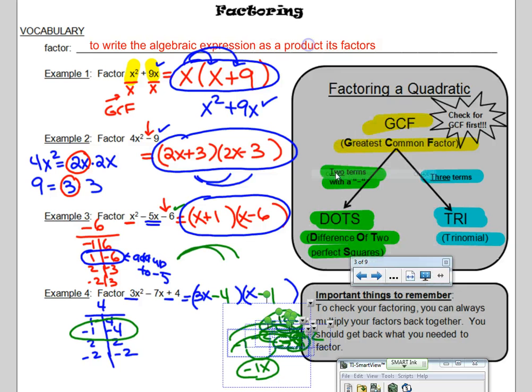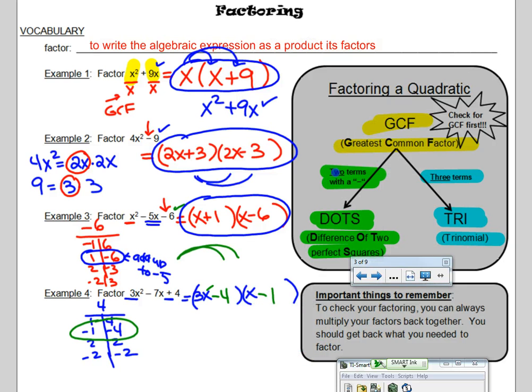So let's try that. 3x on the outside times negative 1 is negative 3x. Negative 4 times x is negative 4x. And these two add up to negative 7. So I found it. This is my answer. These two will multiply together and make 3x squared minus 7x plus 4. So that is the answer in factored form.